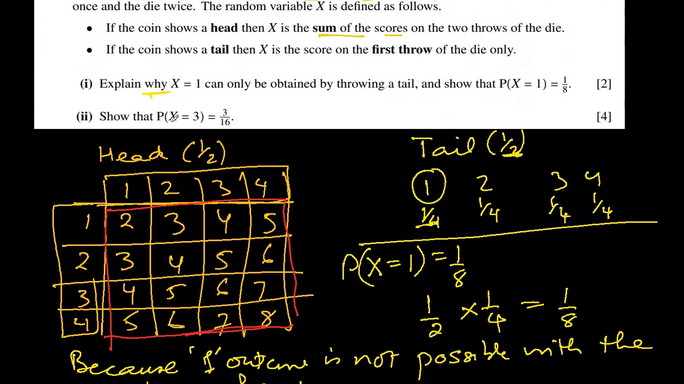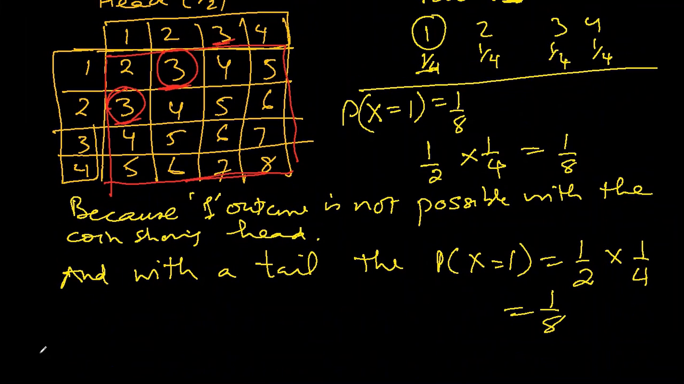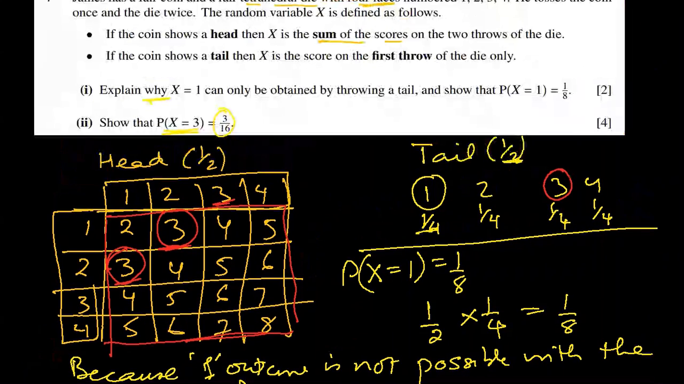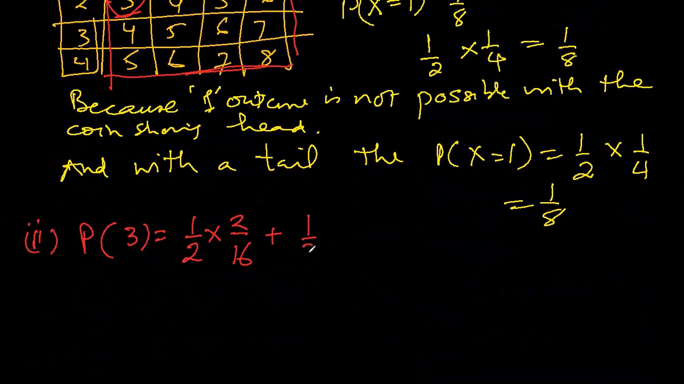Show that the probability of 3 is 3/16. So 3 is possible here and here, not this. This is the combination of the dice, this 3 and this 3. So out of 16 there are 2 threes. So for the probability of 3, first we should get a head, which is half, and then we get 2 out of 16. But we can also get a 3 in the second outcome, which is half for the tail. First we should get a tail and then we should get the number 3.